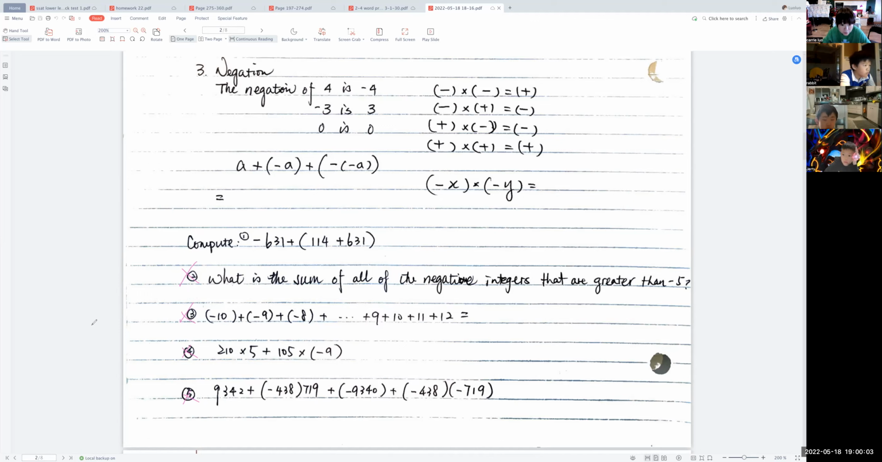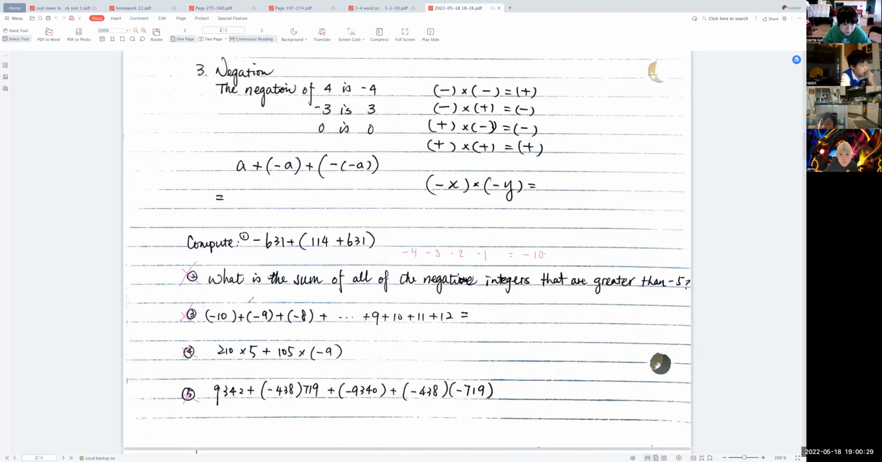Okay, so let's take a look at this one. So first question, what is the sum of all the negative integers that are greater than negative 5? So what are they? Negative 4, negative 3, negative 2, negative 1, correct? Okay, because when you are having a bigger number on the negative side, the absolute value is actually smaller. So plus them together equals negative 10.